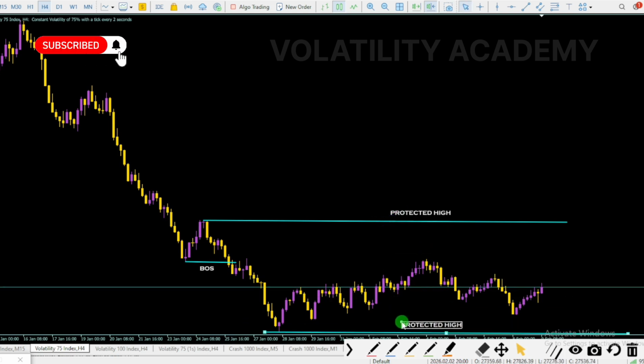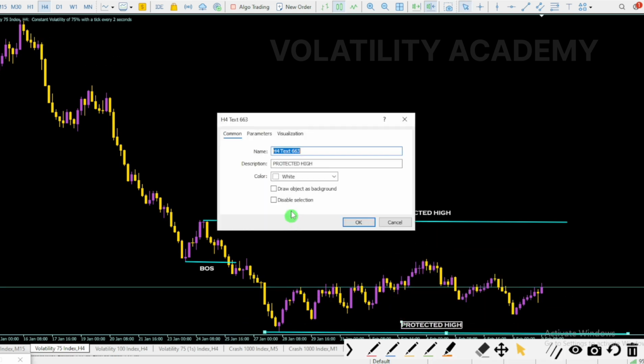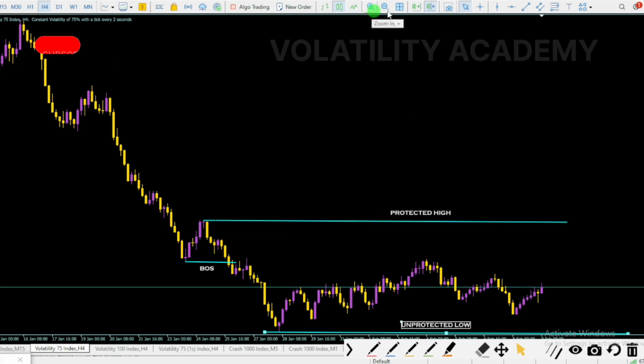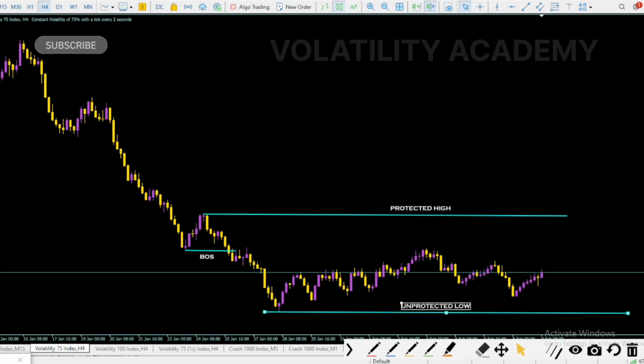I always like to mark this. Look, the moment you are able to map these things out, you will see that it is actually easier for you to see the market clearly and know what you are doing. So this point here is the unprotected low. That's what we have right here. Okay, so everything happening in between is called internal structure. Everything in between is internal structure.